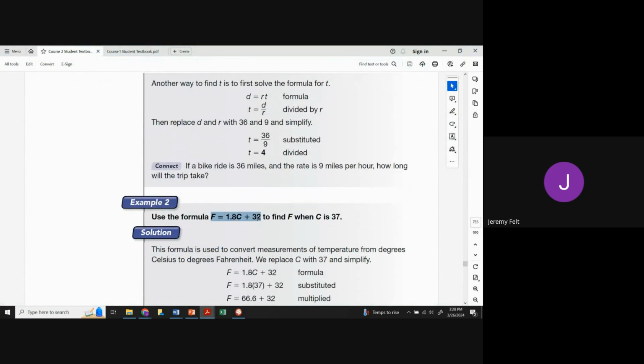This one, I believe I've let you guys write on your reference sheet. If you don't have it, you want to write it right now, you can put F equals 1.8C plus 32. That's when we're finding Fahrenheit and we're given Celsius. Some formulas use 9/5 instead of 1.8, but it's the same thing, so you can use it either way. So we're going to use this formula and we're going to find F when C equals 37.